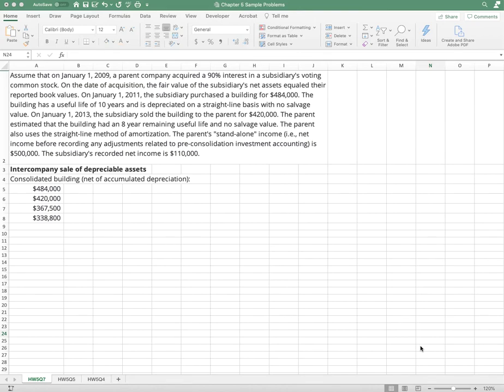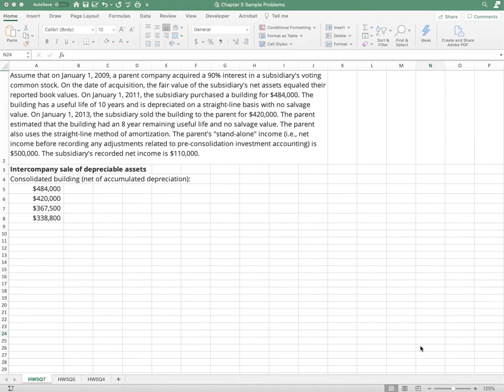Intercompany sale of depreciable assets. Assume that on January 1st, 2019, a parent company acquired a 90% interest in a subsidiary's voting common stock. On the date of acquisition, the fair value of these subsidiaries' net assets equaled their reported book values.